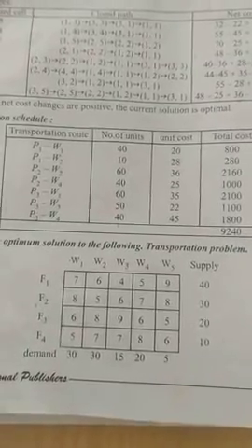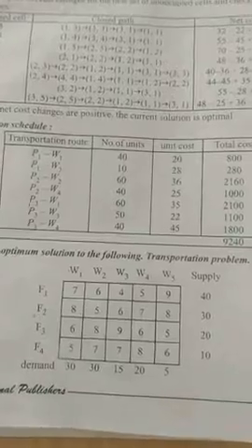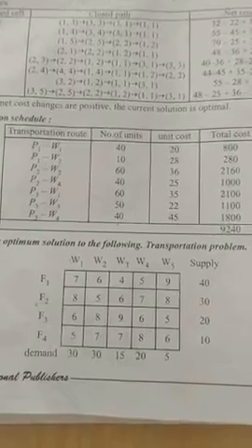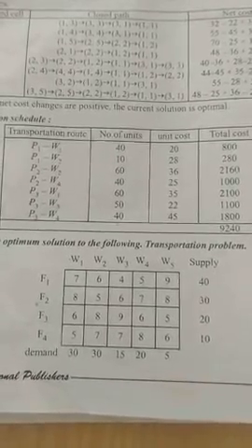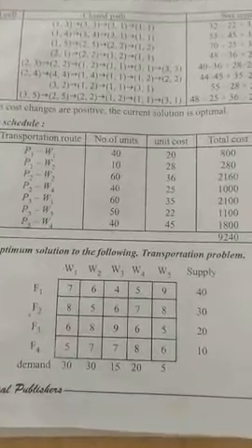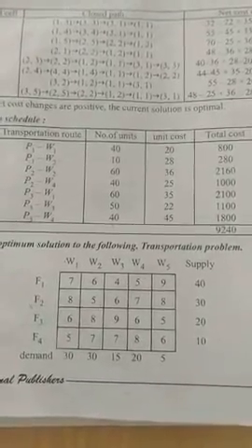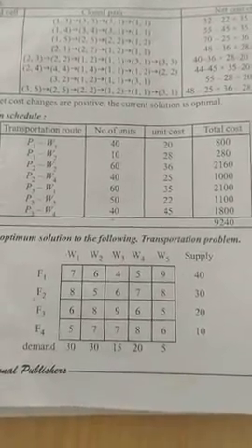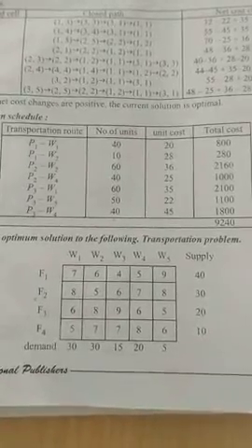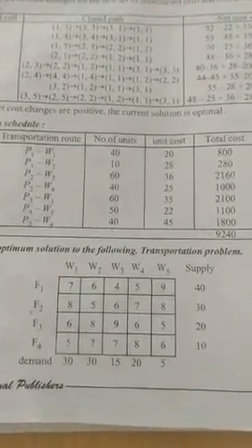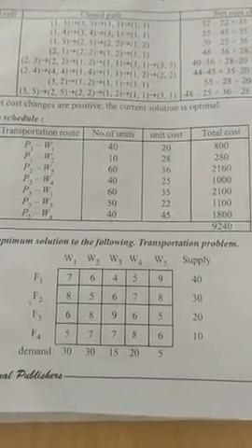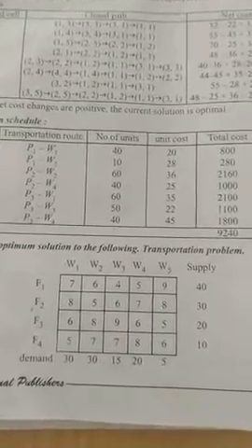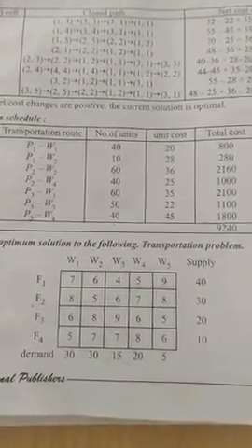If the total supply and total demand are equal, then we can say this transportation problem is a balanced transportation problem. Now we calculate the total supply and total demand. On the supply side, 40 plus 30 is 70, 70 plus 20, plus 10, so 100. On the demand side, 30 plus 30 plus 15 plus 20 plus 5, here also we got 100. Both sides have a total of 100, so this is a balanced transportation problem.